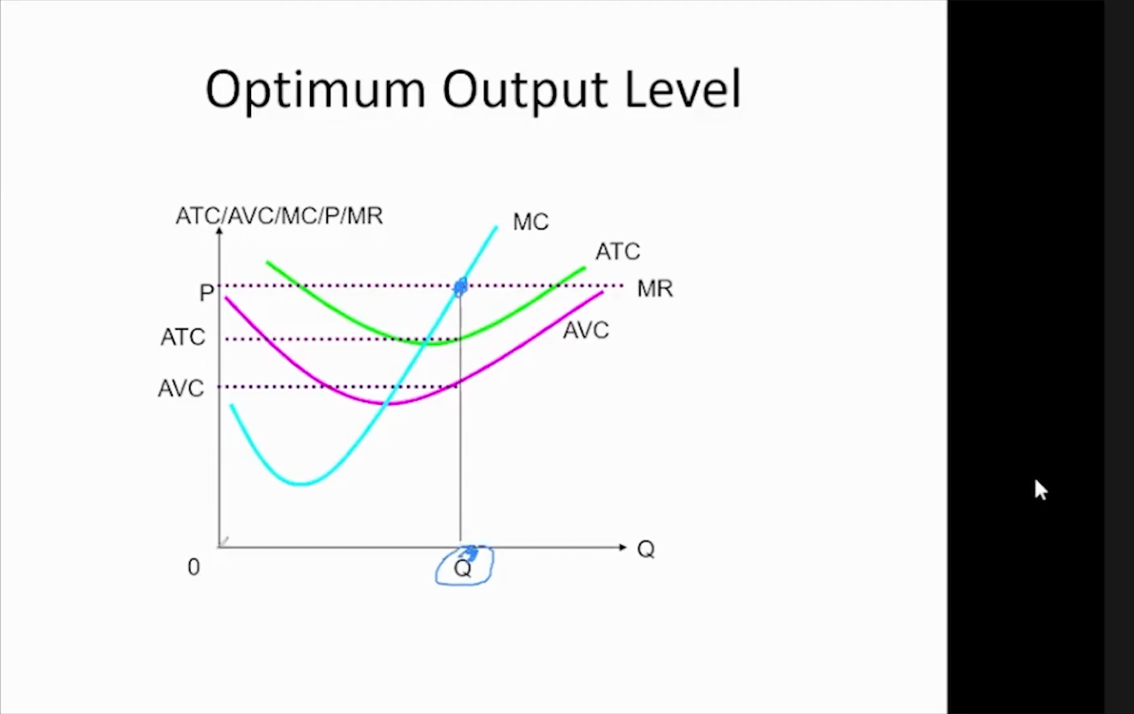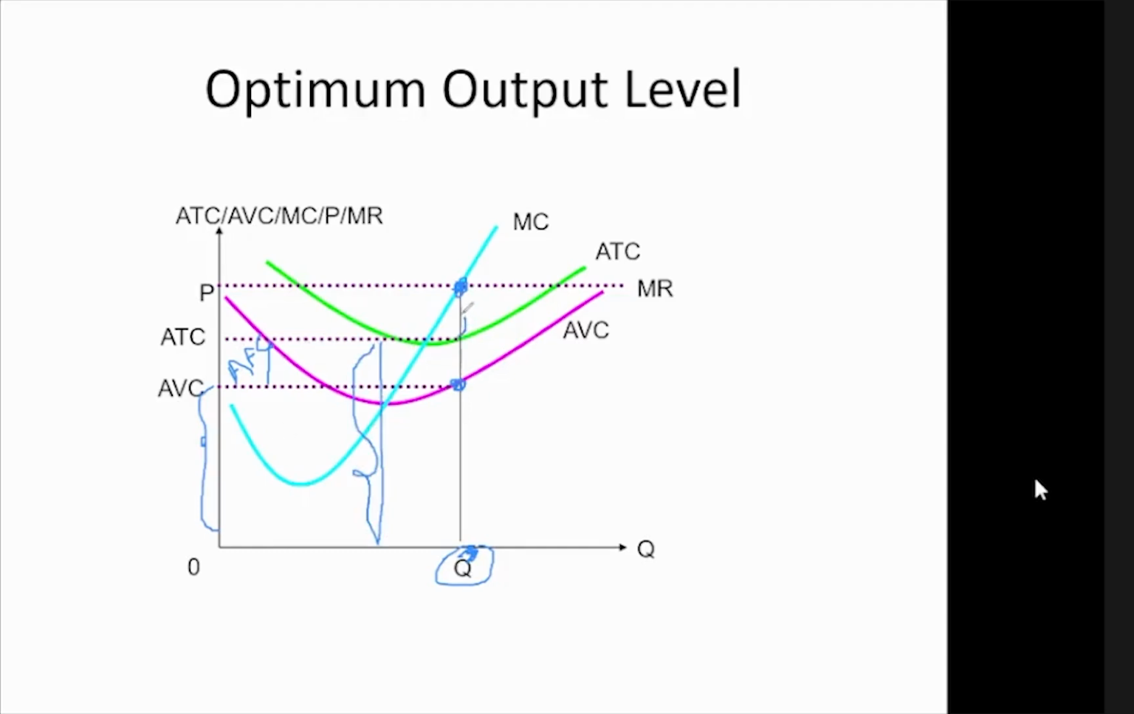Then there are a few things. First one, 0 to AVC, this much. What is that? This is known as average variable cost, AVC. And the difference between ATC and AVC, we know, is AFC. This is AFC. Right? So all this area together we call ATC, average total cost. Average total cost has two components, average fixed cost and average variable cost.